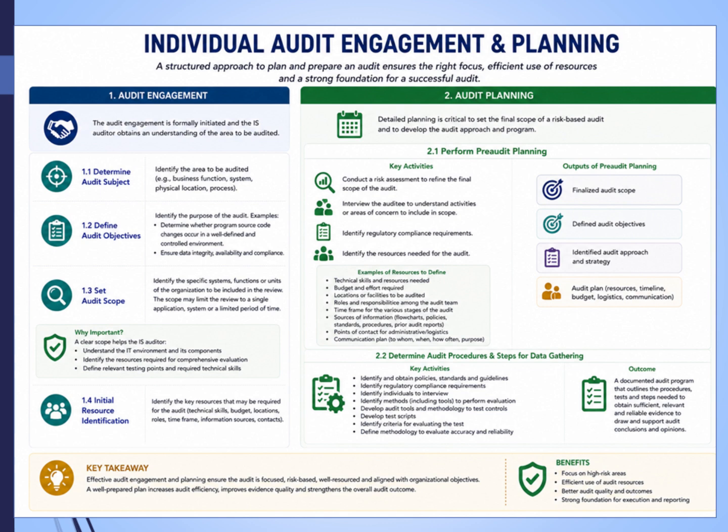The auditor then identifies the resources needed for the engagement, including skills, tools, documentation, timelines, and stakeholder involvement. During audit planning, additional risk assessments, interviews, and background reviews are performed to refine the audit approach and finalize the audit strategy. The auditor also develops the audit procedures, testing methods, and evidence collection approach that will be used during fieldwork. The result is a structured audit program that defines the scope, objectives, procedures, timelines, and reporting expectations for the engagement. The key takeaway is that strong planning improves audit quality, ensures efficient use of resources, and helps focus audit efforts on the areas of highest risk and greatest business impact.